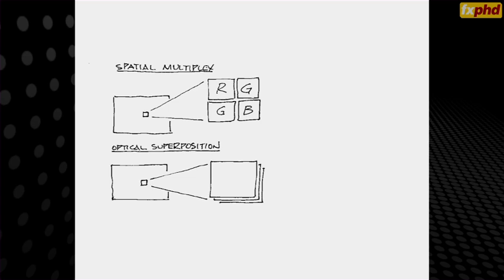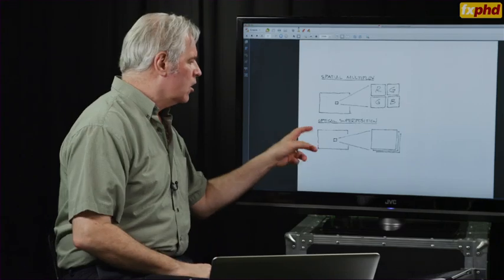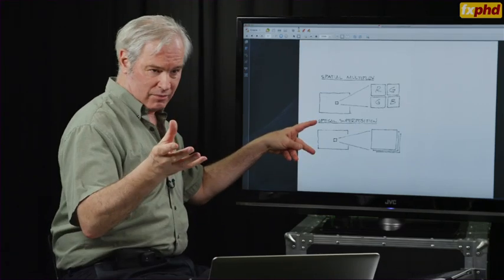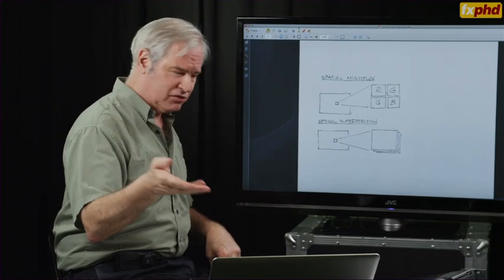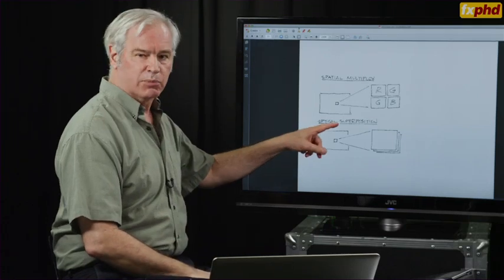So I've explained that ideally, from a theoretical point of view, the best way to do both acquisition and display would be what I call, and one of the words in the title of the course is theory, so I get to use theoretical words, optical superposition.